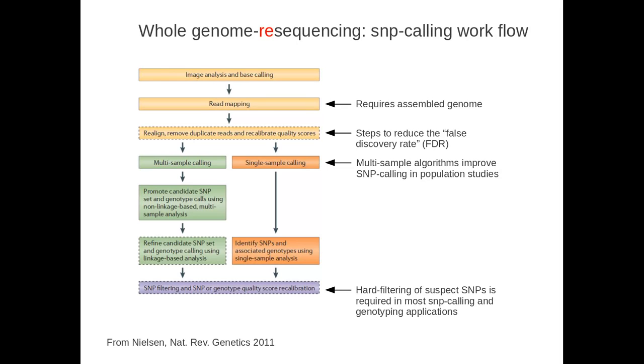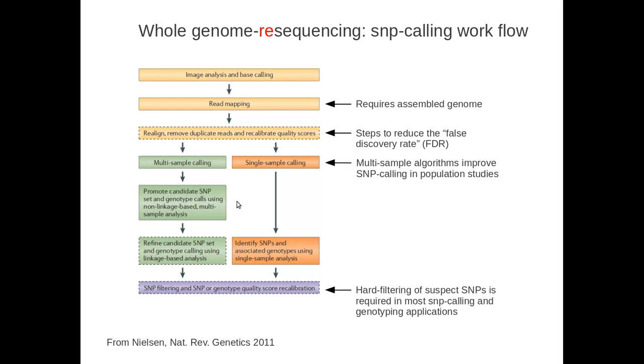When you have a number of individuals from the same population, you typically call SNPs across all of them at once. We do that for reasons I won't get into detail about, other than to say that this helps to reduce the false positive rate. That's the left track here in green.